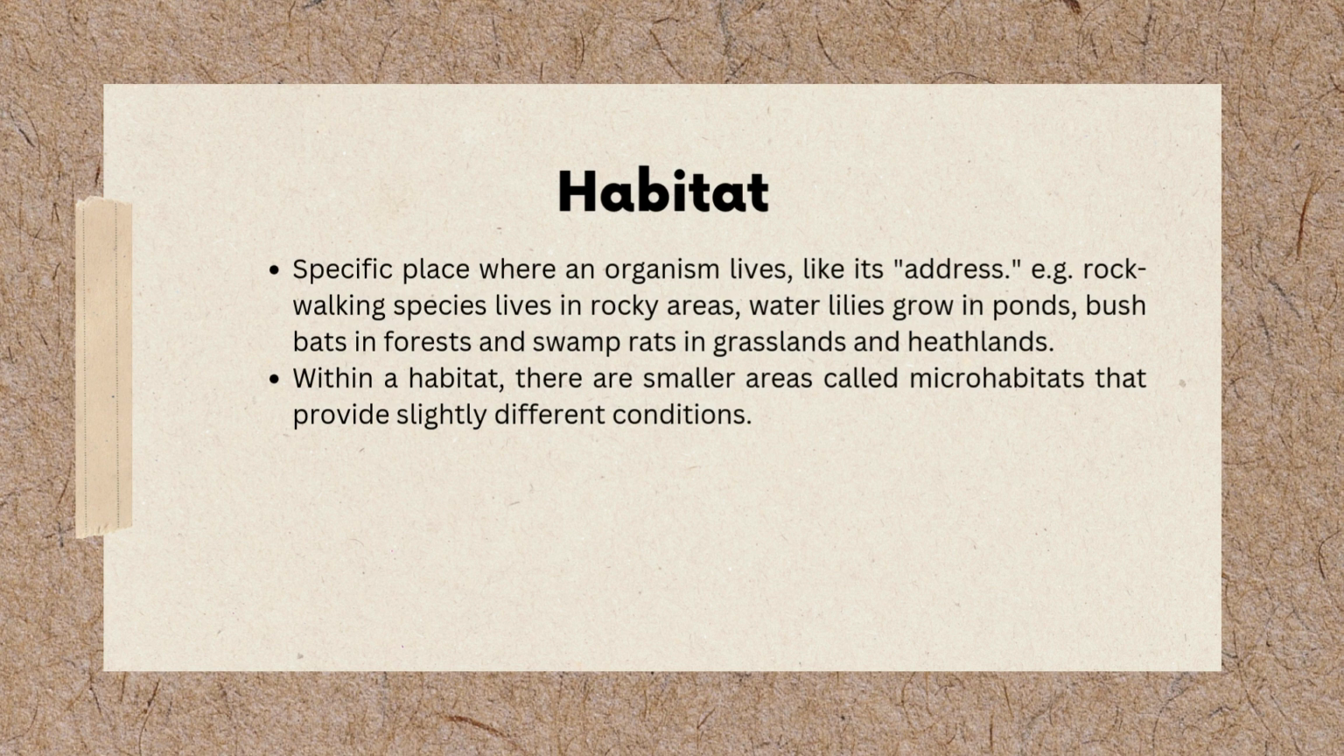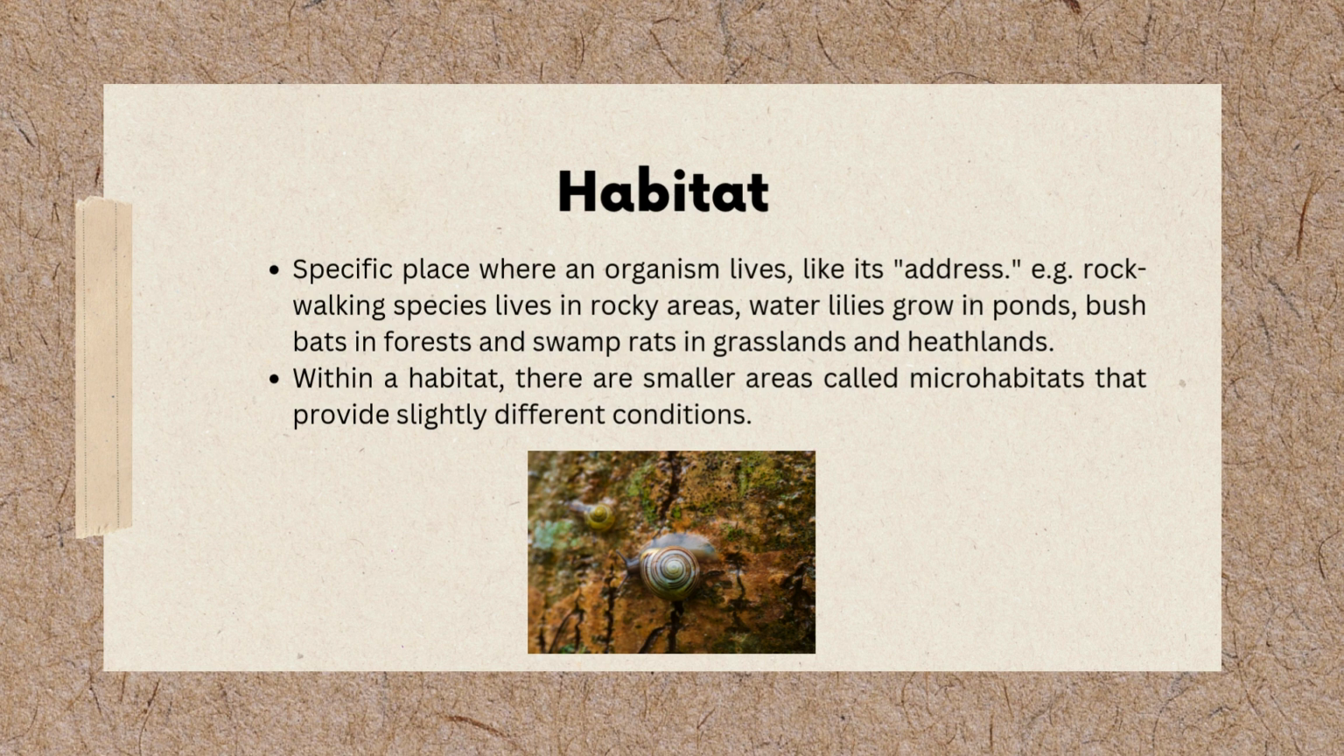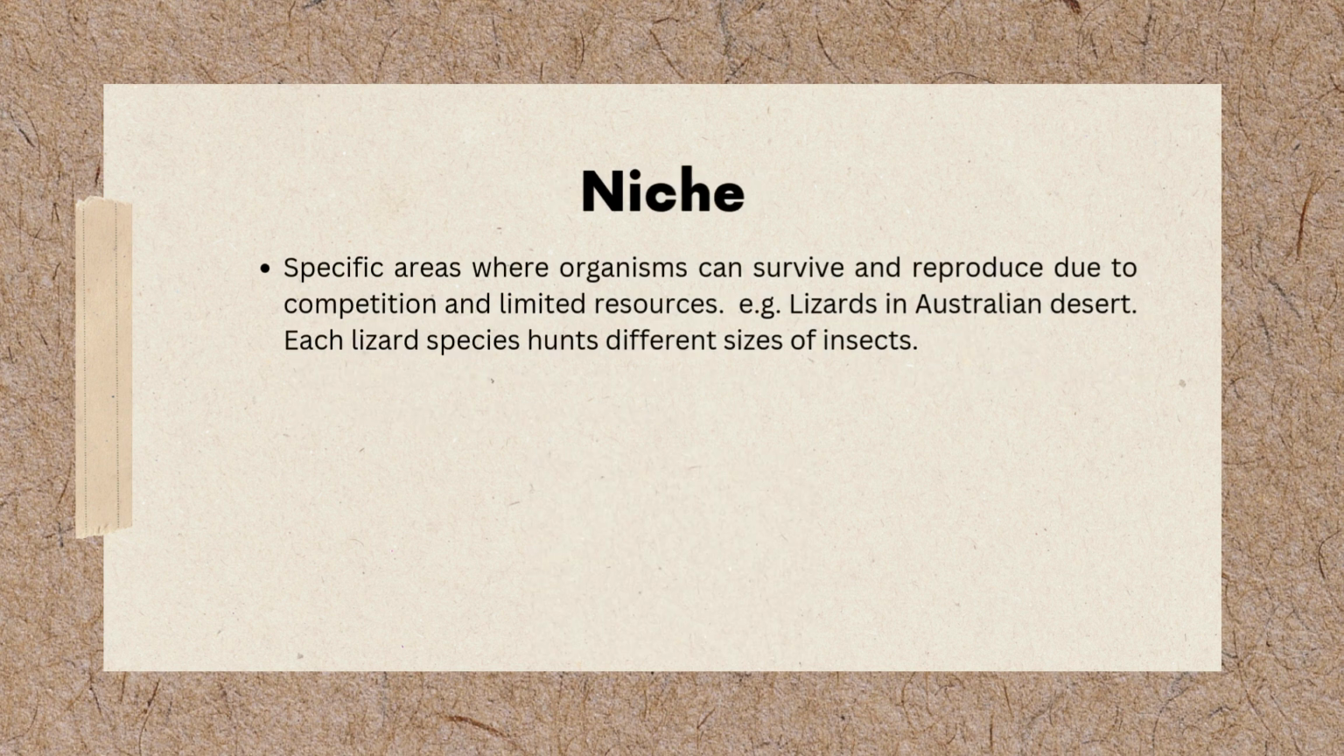These microhabitats provide slightly different conditions. For instance, the moist trunk of a soft tree fern in a wet forest is a microhabitat for small snails, insects, and fungi. While organisms can live in various environments, factors like competition and resources eventually limit them to specific areas where they can survive and reproduce. This specific area is called a niche.